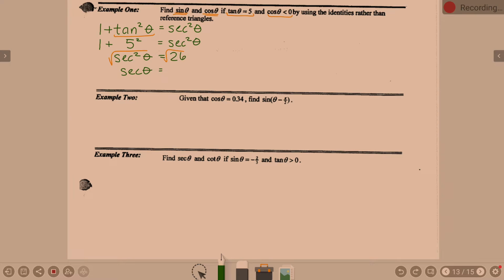What's the square root of 26? Square root of 26 sounds like an awesome answer. What do we need to throw in there? Plus or minus. Officially, we need to consider the positive and negative options. It's not both. It's just one of them. We have to legitimately decide, is secant of theta positive square root of 26 or negative square root of 26?